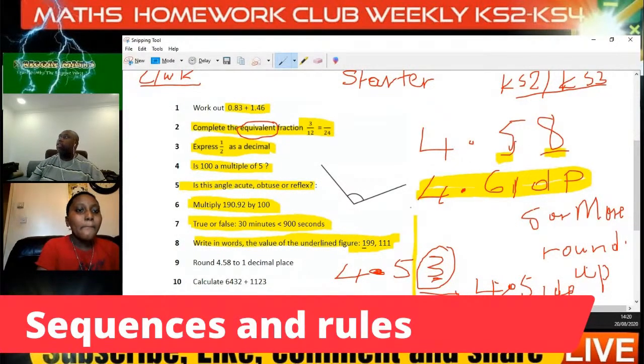Can you see the difference? This number here is more than 5, so we increase by 1. This number here is less than 5, so we leave it as it is. Okay?